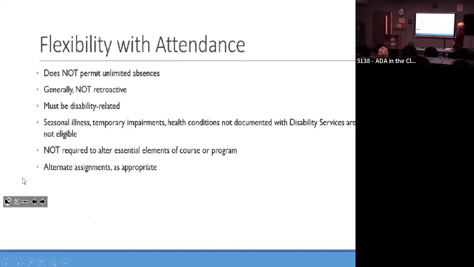And then sometimes an alternate assignment may be appropriate. If that's the case, you have to look at that learning objective. Is this something that the student can demonstrate mastery of that objective in some other way? If the answer is yes, then fine. If the answer is no, then they don't get the attendance flexibility. Questions or comments about that one?